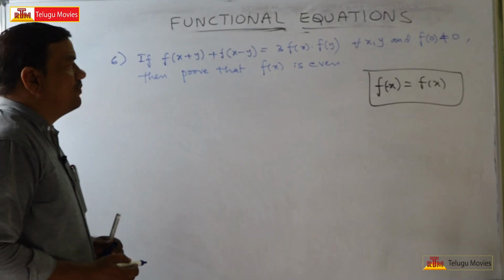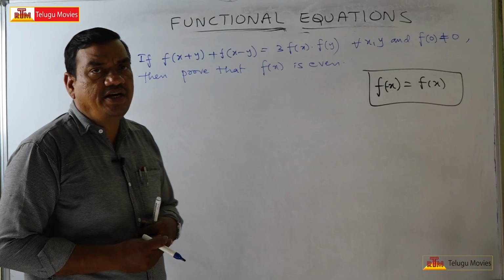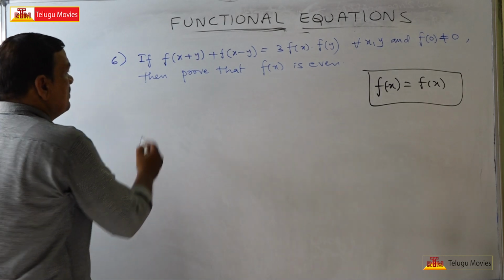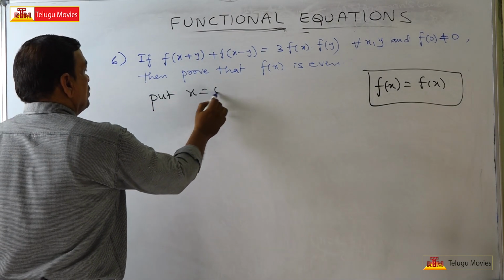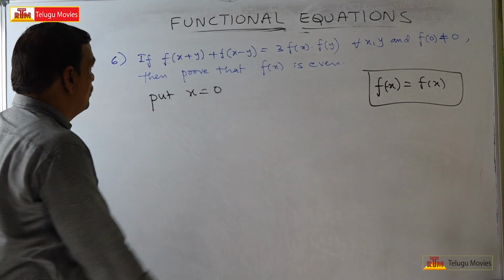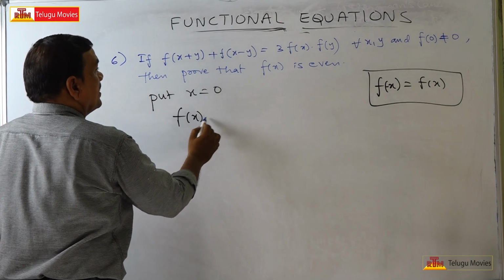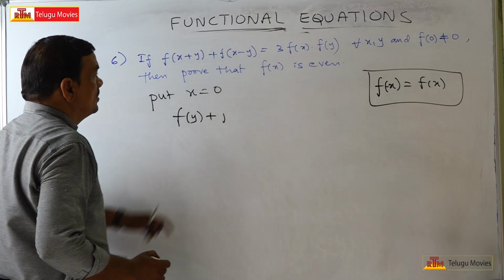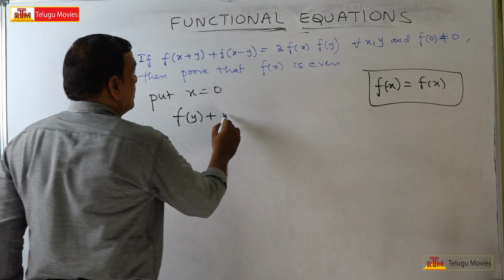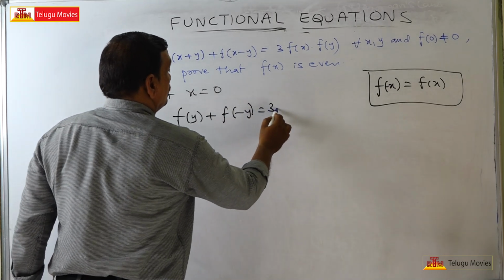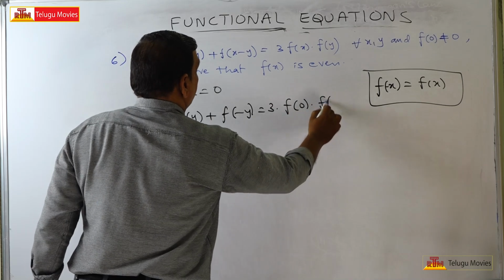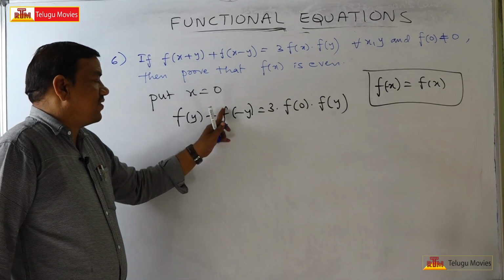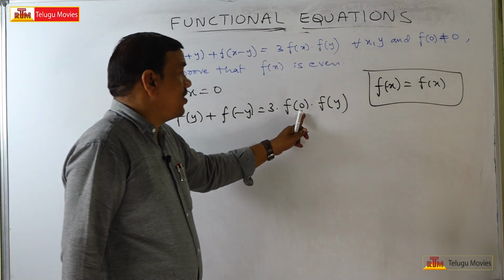Then how do we proceed with this type of problem? There is no formula for it. Just by observation we can prove it. First of all, I will put x = 0 and let us see what happens. So this becomes f(y) + f(-y) = 3 f(0) f(y).